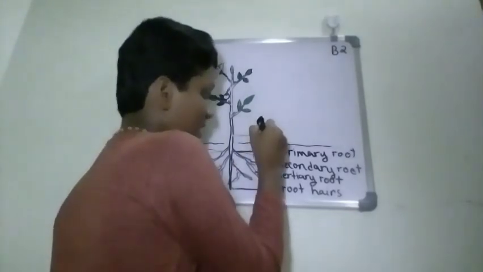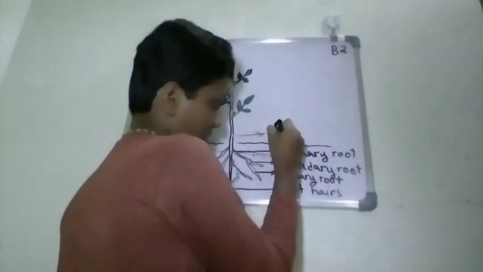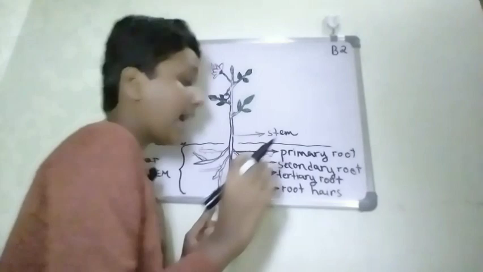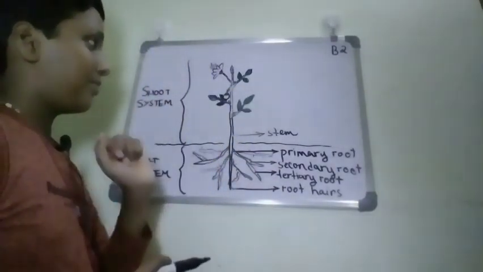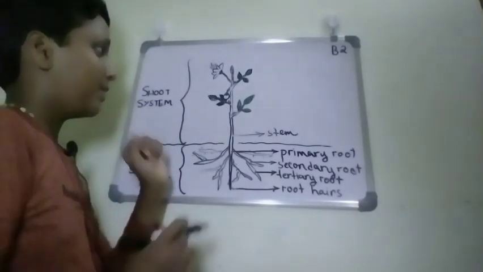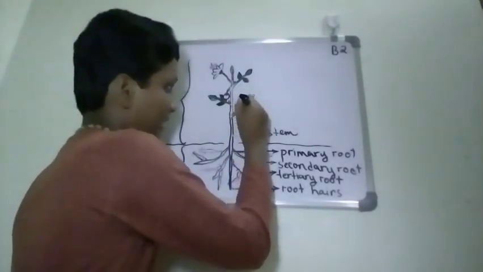It has a transportive function. And next we have the leaf. So this is the leaf.